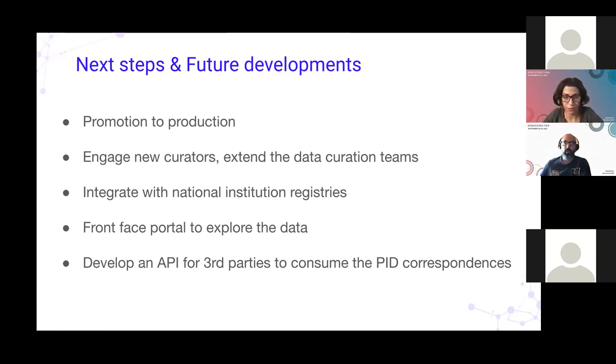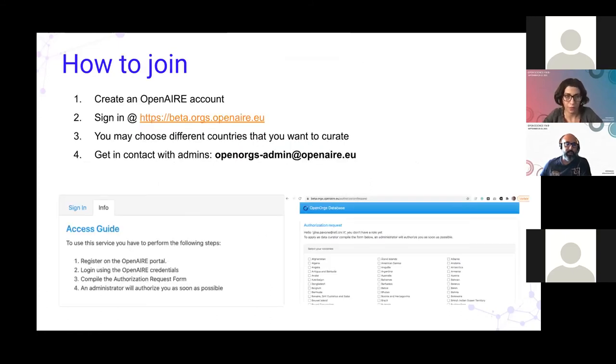So yes, how to join? I think we can go to the next slide. We have an open email, OpenOrgs admin. You can write to that email to get in contact with us. And if you go to beta.orgs.openaire.eu, and in future orgs.openaire.eu, when it will be promoted to production, if you don't have yet an OpenAIRE account, you will be asked to create one and select the countries that you want to contribute to. So please present yourself with an email so that we can welcome you to the groups of curators.